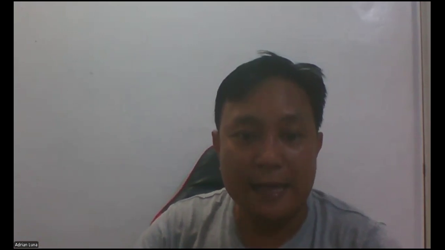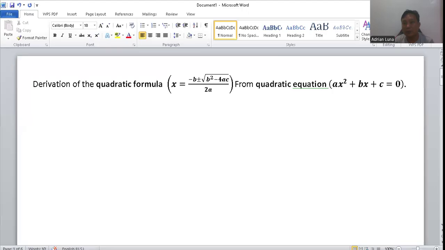Particularly, kung saan nanggaling yung quadratic formula na x is equals to negative b plus or minus the square root of b squared minus 4ac all over 2a. And that formula nanggaling siya kay quadratic equation. Quadratic equation is denoted by ax squared plus bx plus c. And prove natin that the quadratic formula really comes from the quadratic equation.